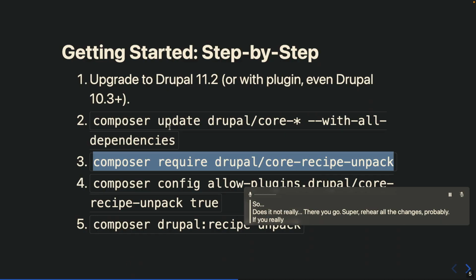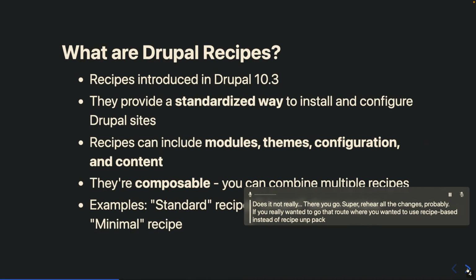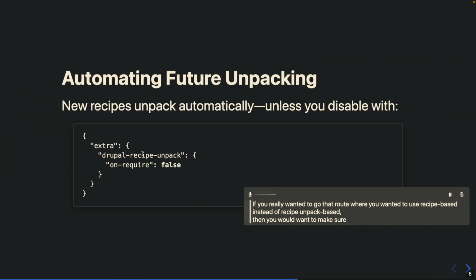If you really wanted to go that route, where you wanted to use recipe-based instead of recipe unpack-based, then you would want to make sure in Drupal 11.2 and beyond to add recipe-on-require false to the recipe unpack, which means as you required the recipe, you would then have the option, and then you would only manually run that command against the recipes that you were willing to give up. You absolutely have that option. Yeah, so it's possible. I would say with most of the Drupal CMS recipes, at the point you're applying it, you're building something, and the likelihood that you're going to want that new feature that they come up with 6 months from now is much lower.